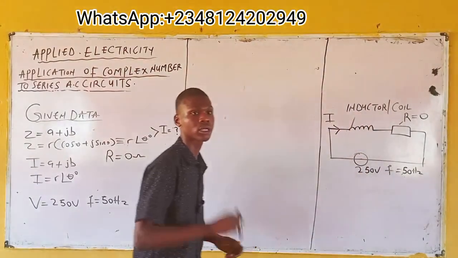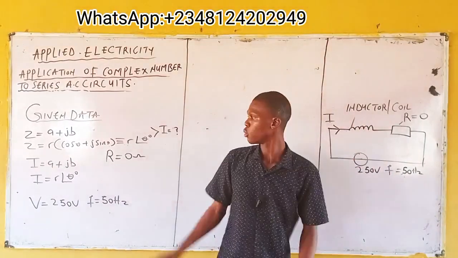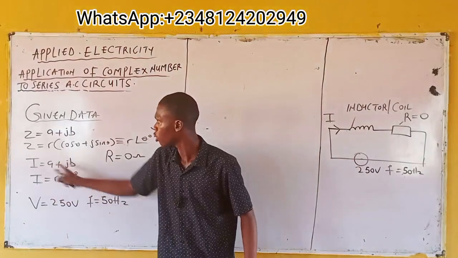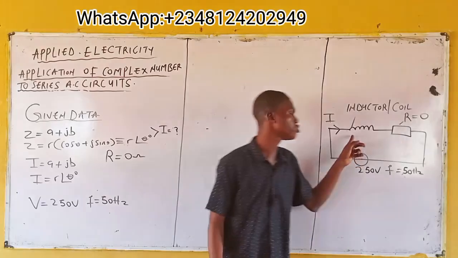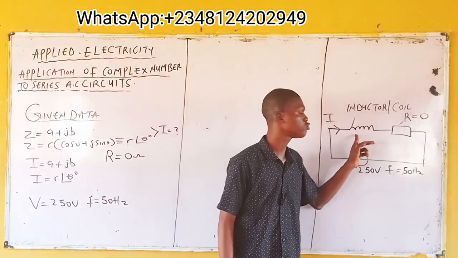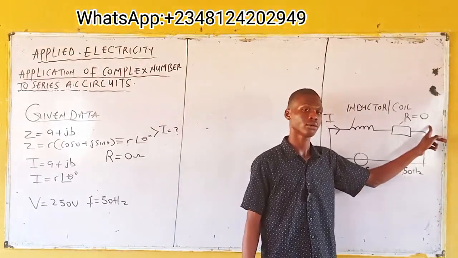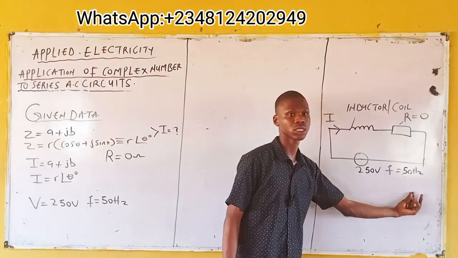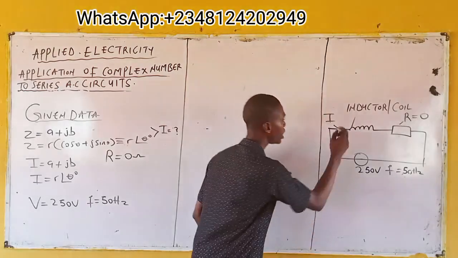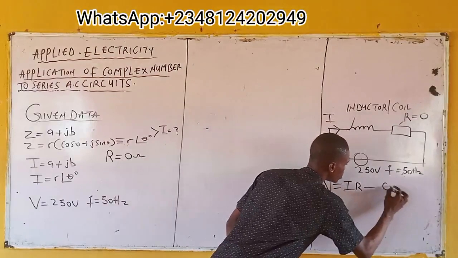We've interpreted that question. This is the diagram interpreting that question. We want to find the current in rectangular form and polar form, the current flowing through this inductor of negligible resistance, meaning 0. And we are given that this is the supply voltage and this is the frequency. Now, by formula, relate this to Ohm's law. V equals to IR. Call this equation 1.